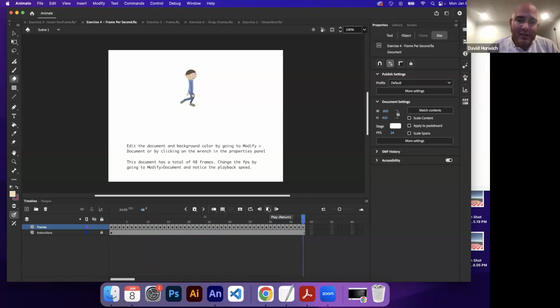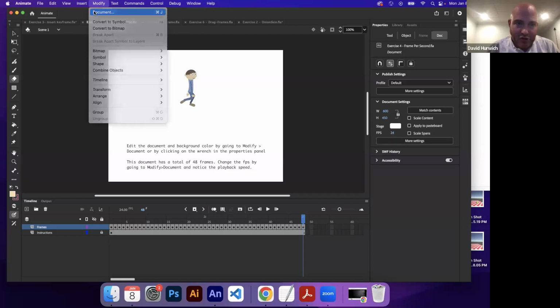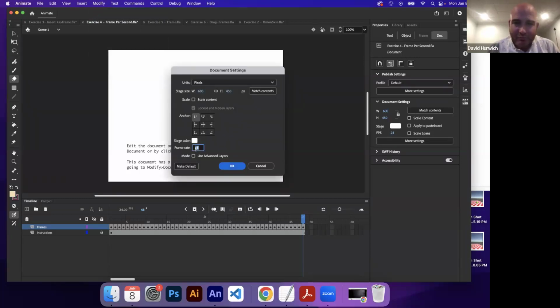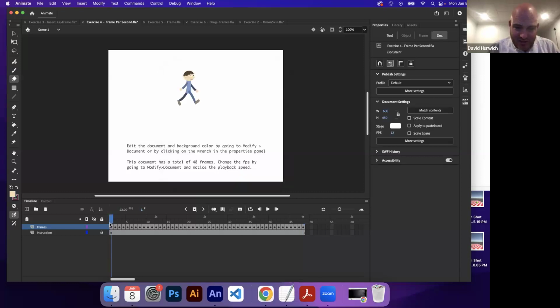What I want to do is change the frame rate. You can do it here or be more official. I'm just going to go back to the document. Let's change the frame rate to be, instead of 24 frames per second, 12 frames per second. And let's play back my animation. When I do that, notice that the number of frames stayed the same, but the speed that my animation plays back, the speed of the character, slowed down.